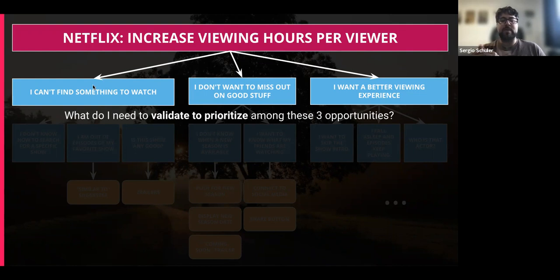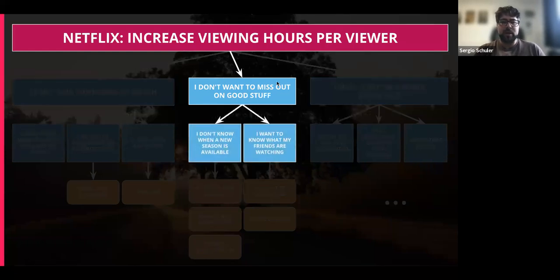It's very step by step. So discovery is not chaotic anymore. Okay, I have these opportunities. Now I can compare and contrast them, prioritize them, validate a few things. Oh, this is not validated, validate. All right, let's say I don't want to miss out on good stuff. That's the one I prioritize.